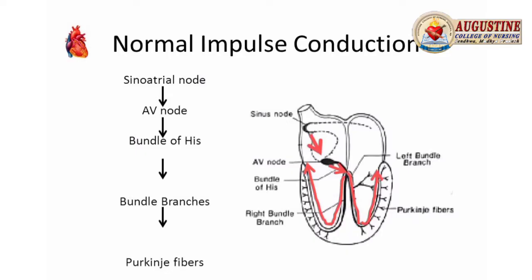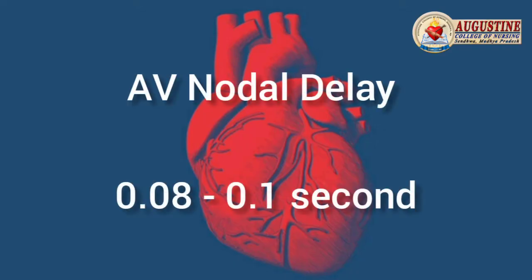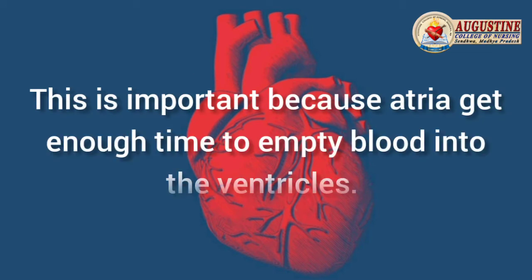Impulses reaching the AV node are not immediately transmitted to bundle of His. There is a delay of 0.08 to 0.1 second, which is called the AV nodal delay. This is important because atria get enough time to empty blood into the ventricles.